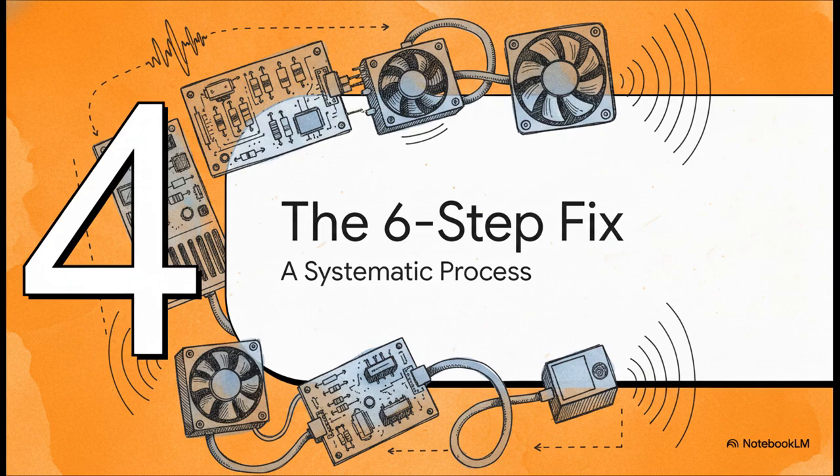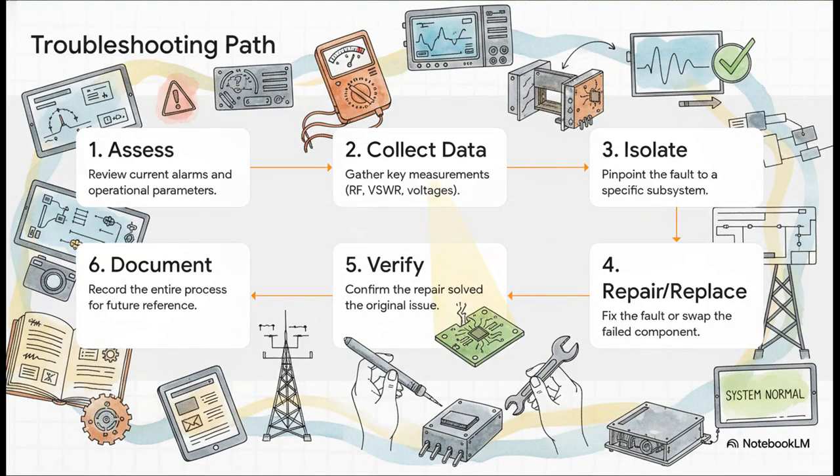All right, so you've identified the likely culprits. Now what? Well, you don't just start swapping out parts at random. No way. You need a systematic process, a clear, actionable plan to follow. And this right here, this is your path to success. 1. Assess the alarms. 2. Collect hard data. 3. Isolate the fault. Don't guess. Use your data to narrow it down. 4. Make the repair. 5. Verify that everything's back to normal. And 6, and this one is so crucial, document everything. The next engineer who runs into this problem is going to thank you.